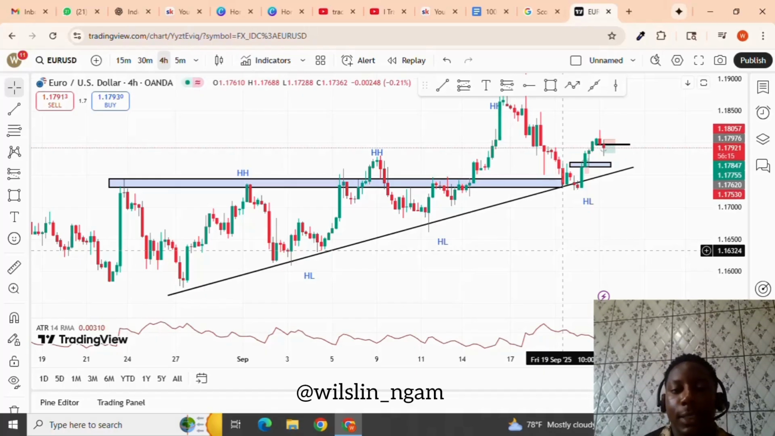And so your objective as a trader trading the trend is to buy at the higher low and sell at a possible higher high.